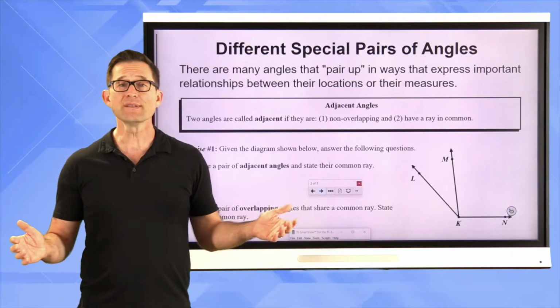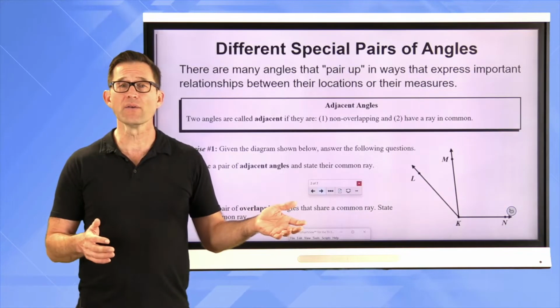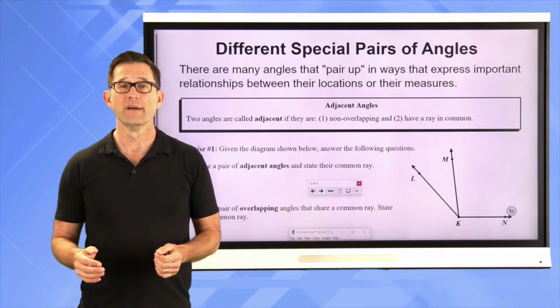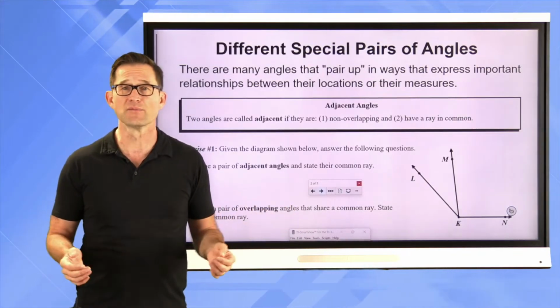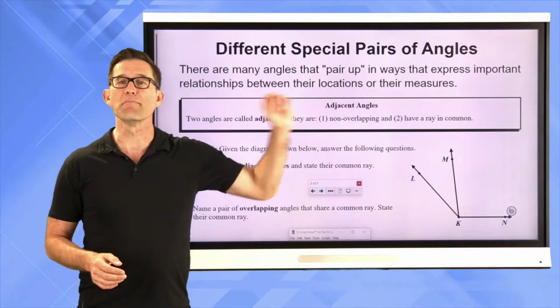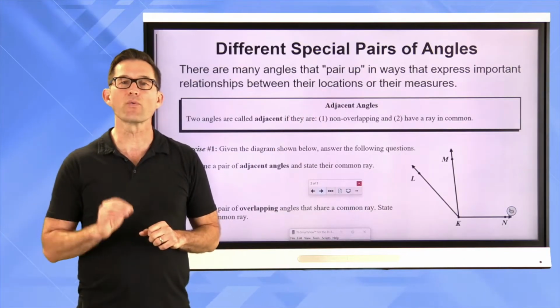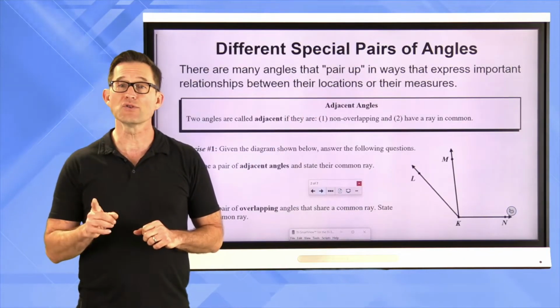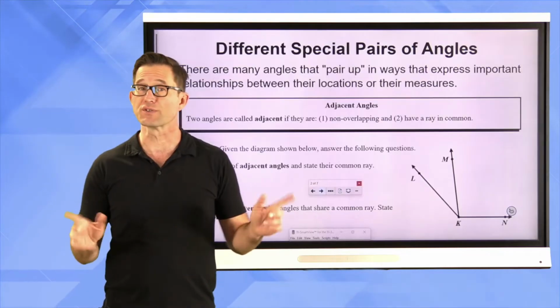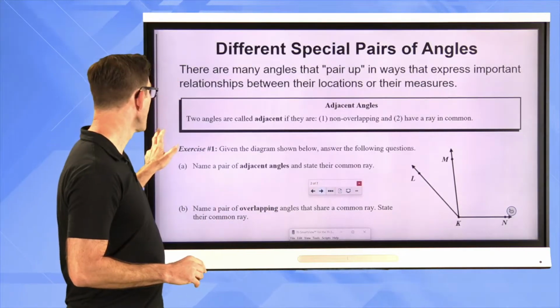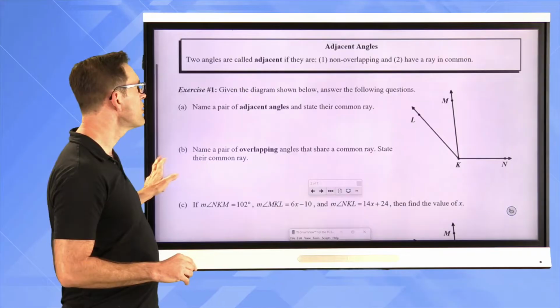All right, so let's get into them, right? We've got pairs of angles, and of course, every type of pair has a name. Otherwise, how would we keep them straight? So there are many angles that pair up in ways that express important relationships between their locations or their measures, okay? So it could be just sort of where they're located or what their measures are.